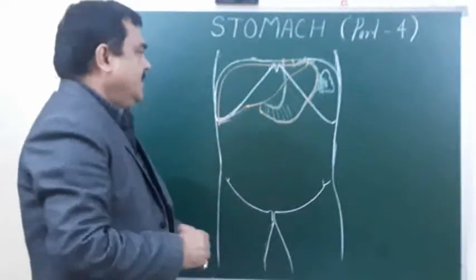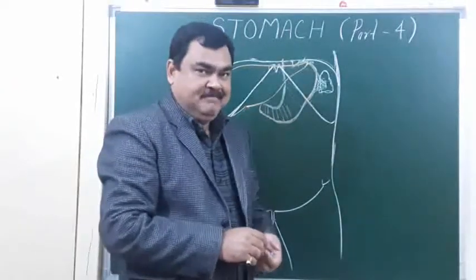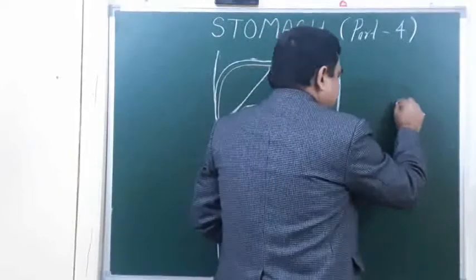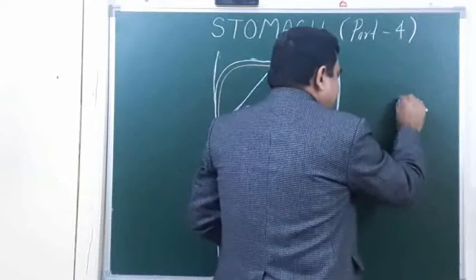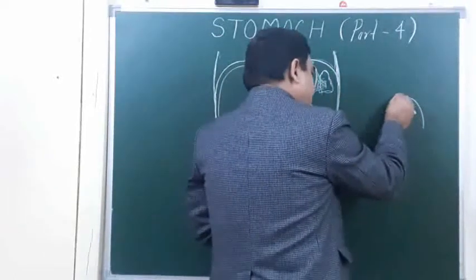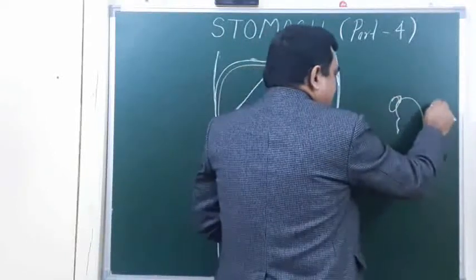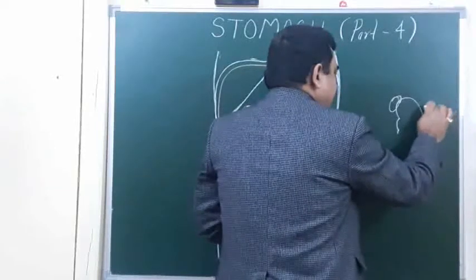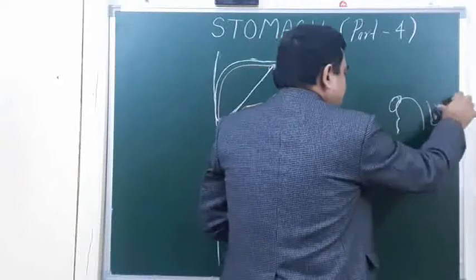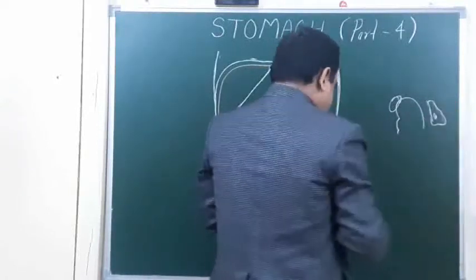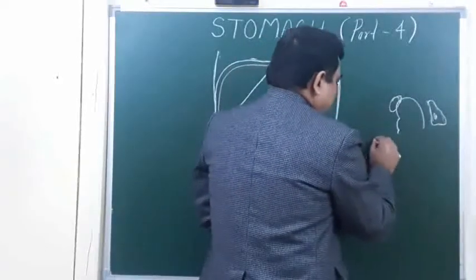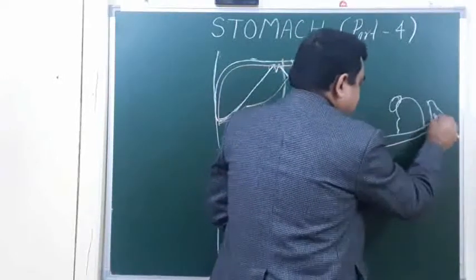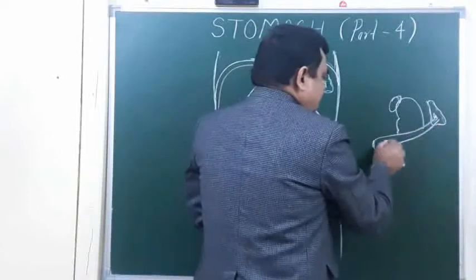And posterior relations form the stomach bed. These structures are, if you see, here is the position of the left kidney. This is the left kidney. Here is the left suprarenal gland. Here is the position of the spleen. And here is the position of the pancreas. Here is the head of the pancreas. This is the superior surface of the pancreas.